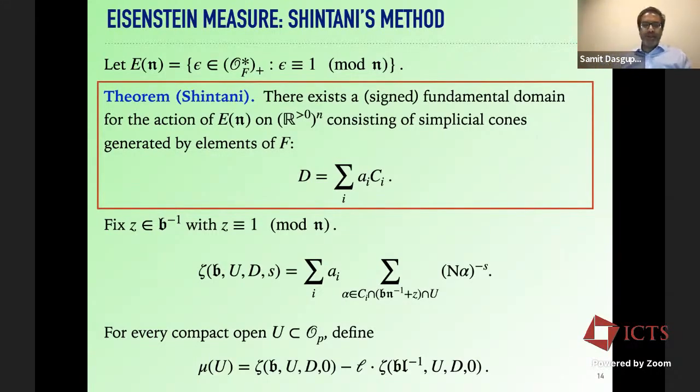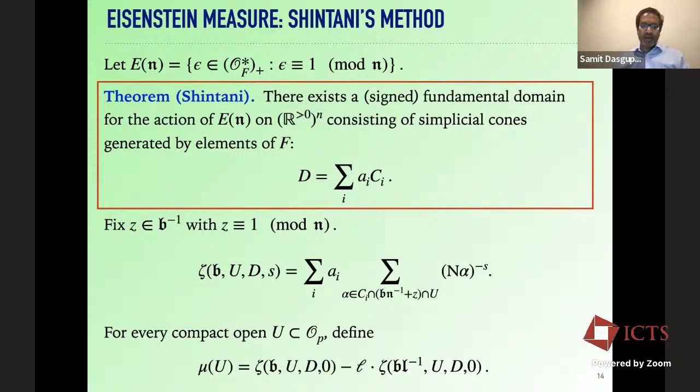Okay, so what do you do once you have this fundamental domain? The point is that the partial zeta function associated to an ideal can be written down as a sum of 1 over the norm of alpha to the s, as alpha runs over the elements in an ideal inside of a cone, right? This is Shintani's decomposition of the zeta function of a number field.